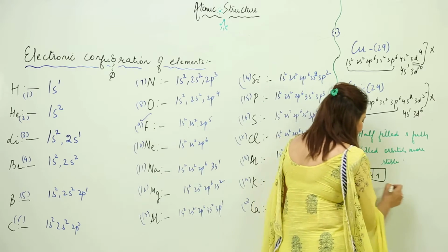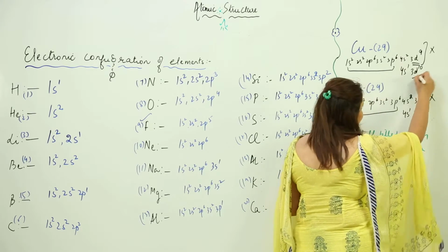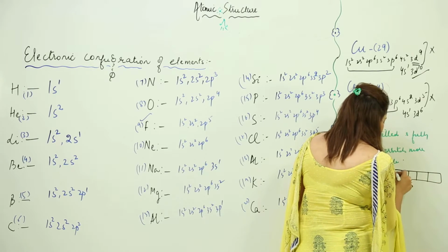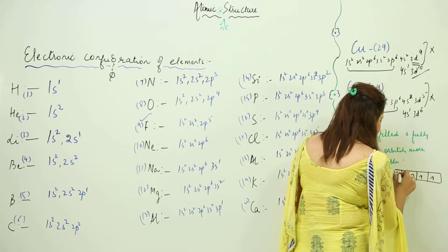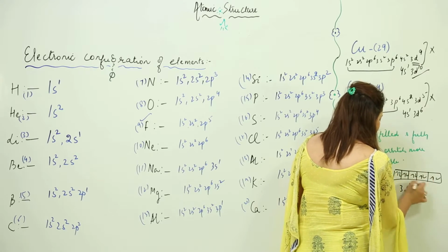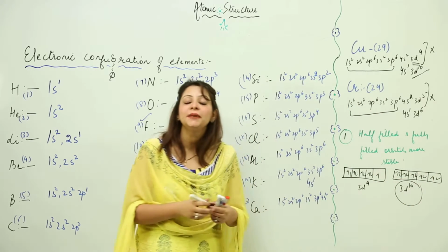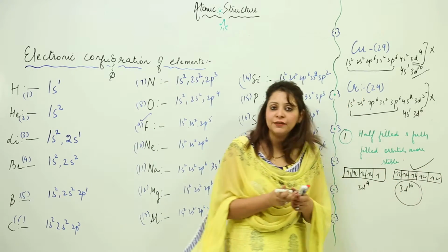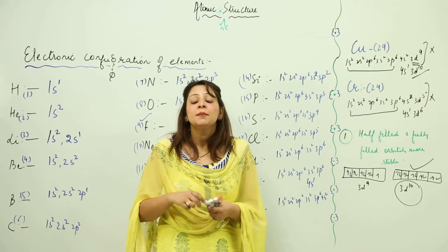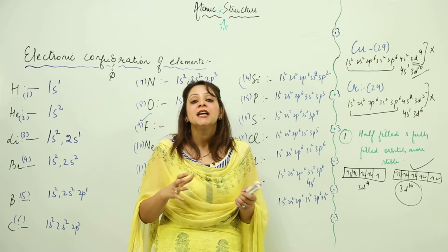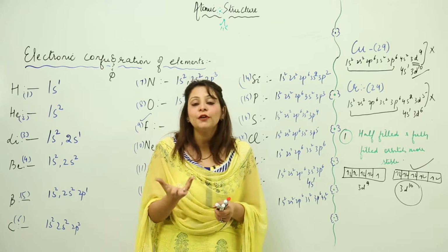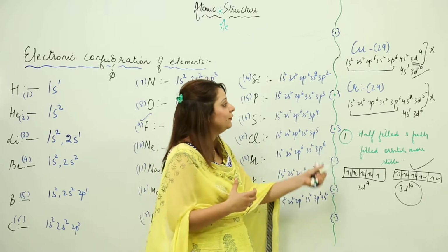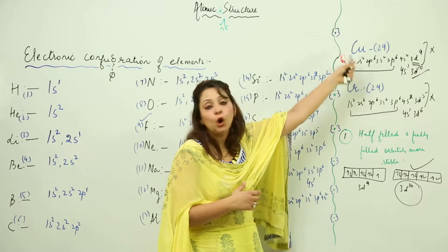But let us fill this other one, 3d10, as I told you. 1, 2, 3, 4, 5, 6, 7, 8, 9, 10. Ouch, it comes out to be completely filled. So that means we are looking for completely or half-filled orbitals because they are more stable. In them the repulsion is minimum, and we are looking for that stability: minimum repulsion corresponds to more stability. So that is why we write the configuration in this manner, not in that manner.